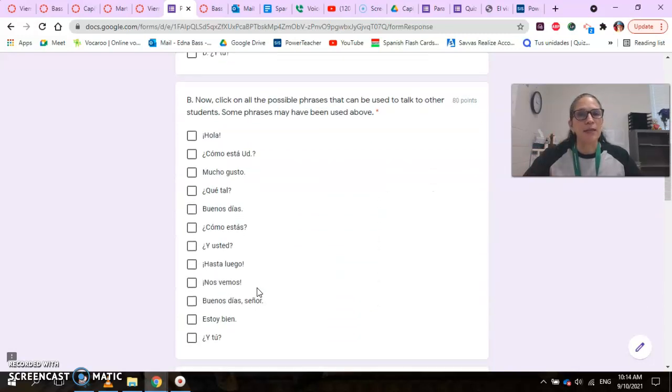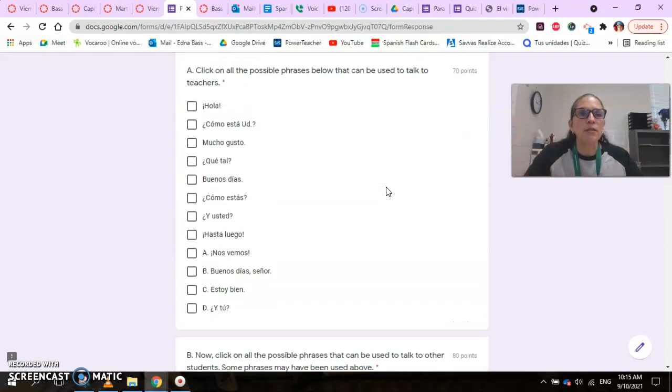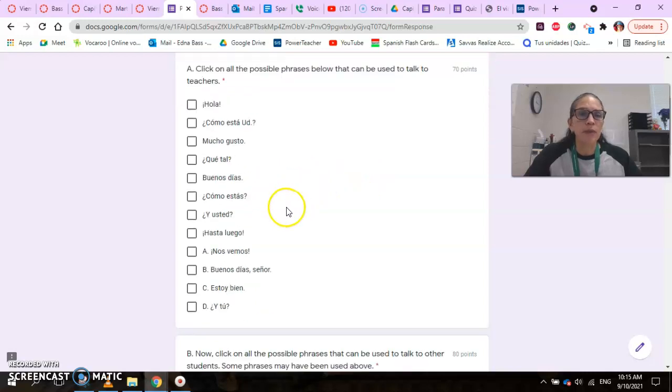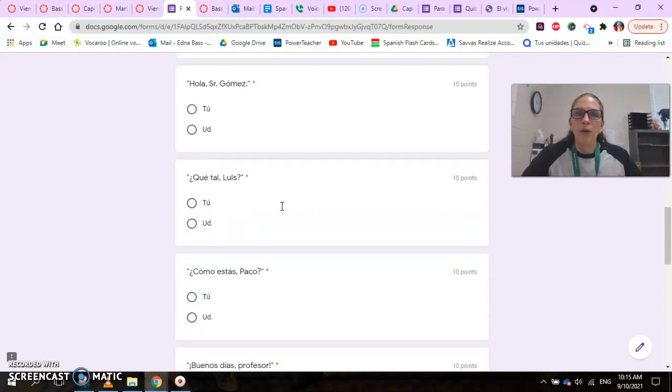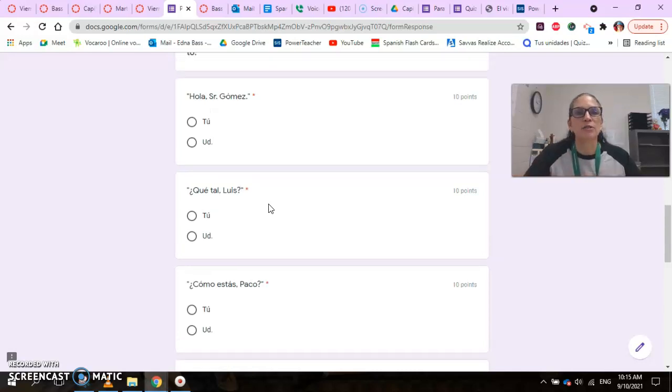In part B, you're going to put a check on all the phrases that you think you can use to talk with other students. So it's an informal, very familiar way, and you need to check 8 of those. You need to be very careful because if you don't check the ones that are correct, it's going to mark all of them wrong. However, if you don't get the answers right, you can go back and edit your responses. If you don't know how to do it, ask me and I'll be glad to help you.